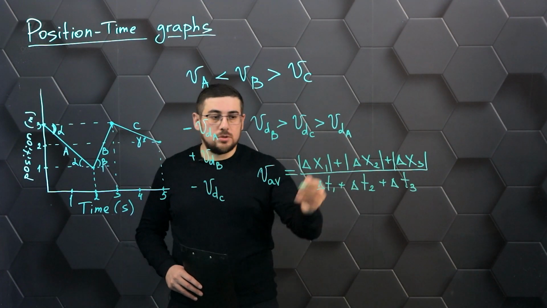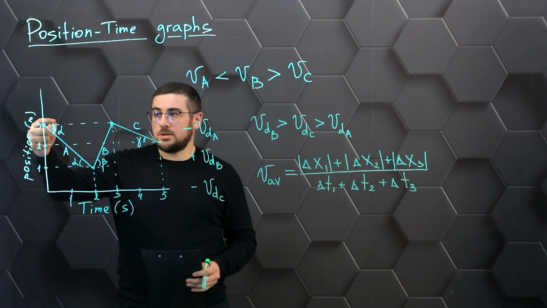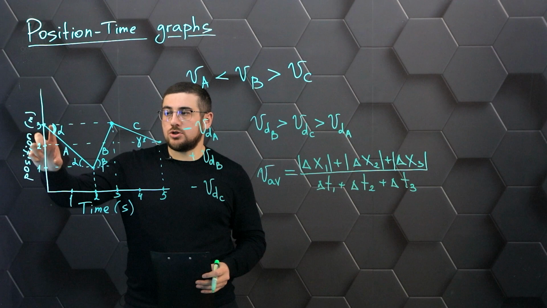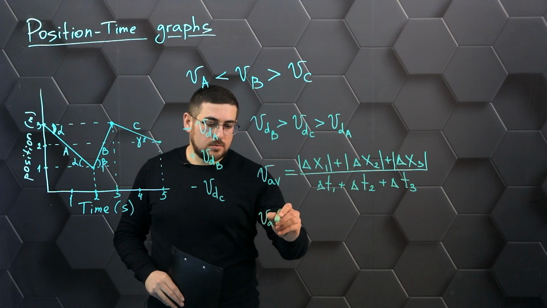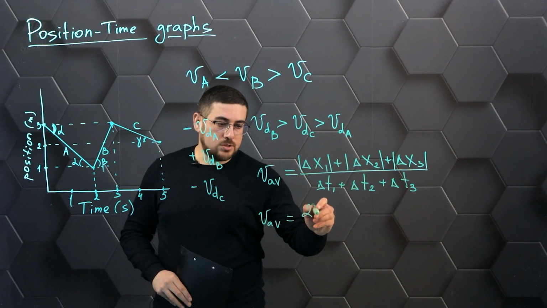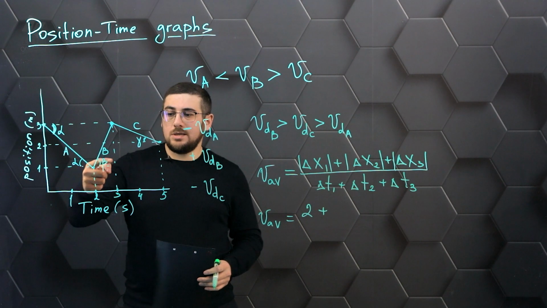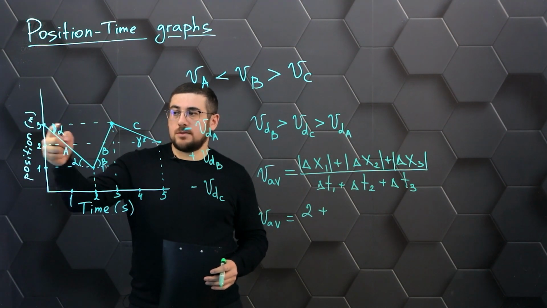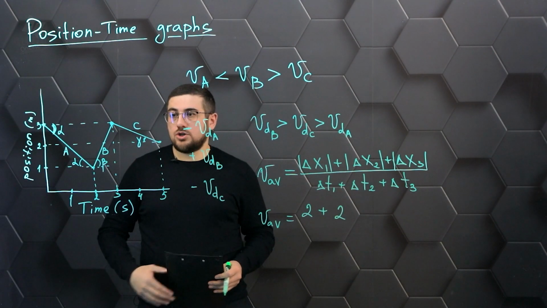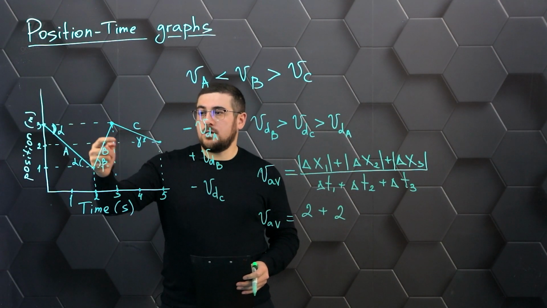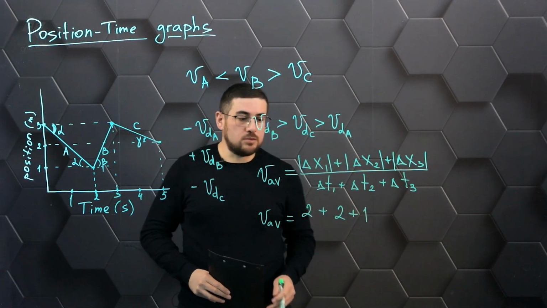Let us see what dx1 is. We see that here the body has moved from coordinate 3 to coordinate 1, i.e. the displacement is 2 meters. Then at plot B, from coordinate 2, the body has moved to coordinate 3, i.e. 1 meter. At plot C from coordinate 3 to coordinate 2, the body has moved, i.e. the displacement is 1 meter.